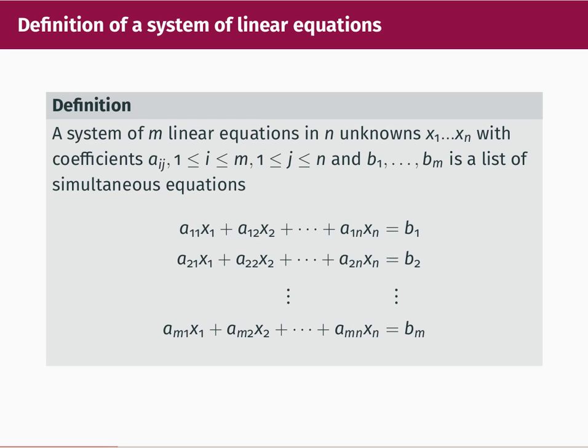a11x1 plus a12x2 and so on up to a1n xn is equal to b1, and then a21x1 plus a22x2 all the way up to a2n xn is equal to b2, and so on. So this should remind you of matrix multiplication. What's on the left looks like the result of doing a matrix multiplication, and that allows us to express a system of linear equations in their matrix form.